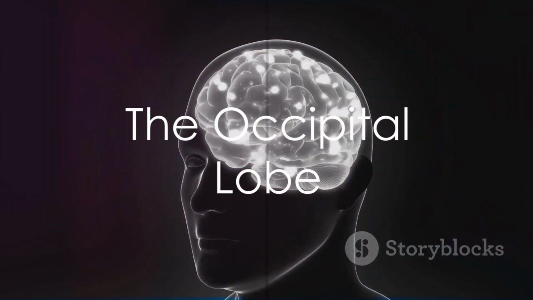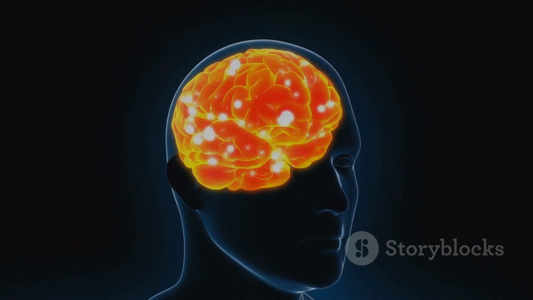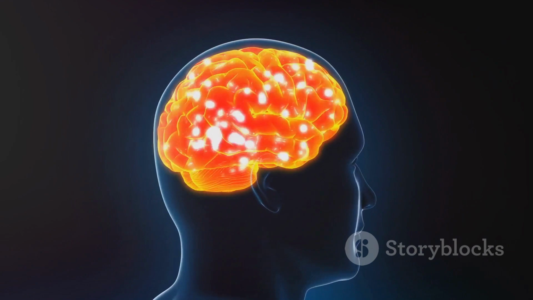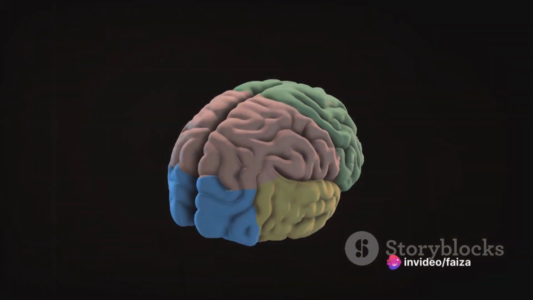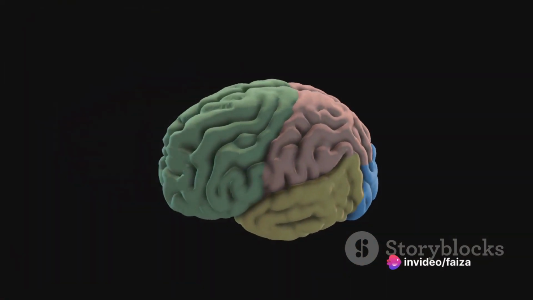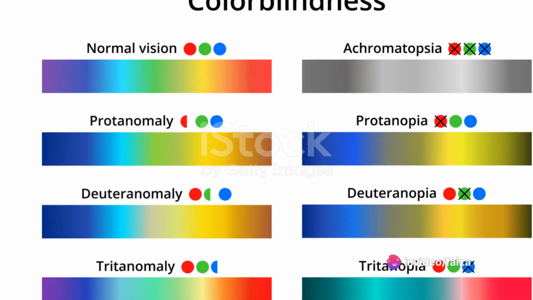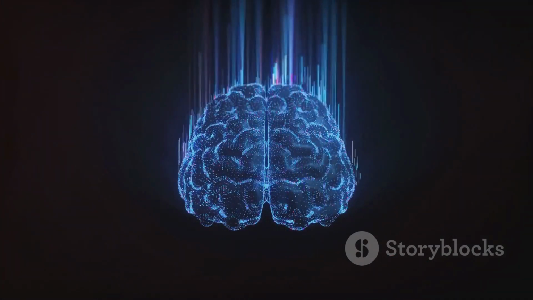Lastly, the occipital lobe, situated at the back of the brain, is the hub of visual processing. The primary visual cortex processes visual information received from the eyes. This lobe is responsible for color discrimination, object and pattern recognition, and depth perception.